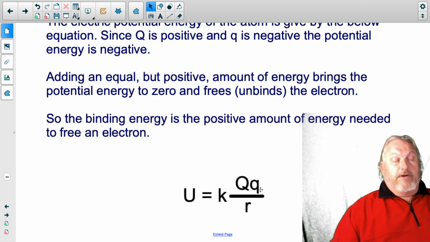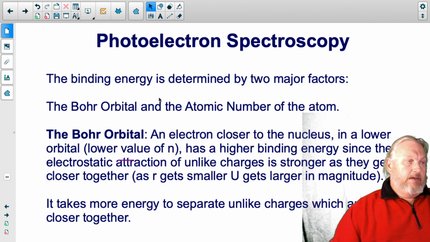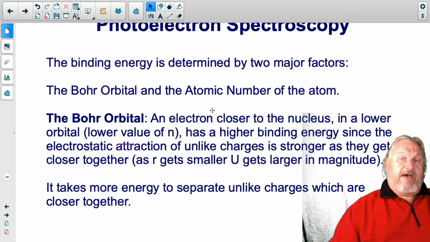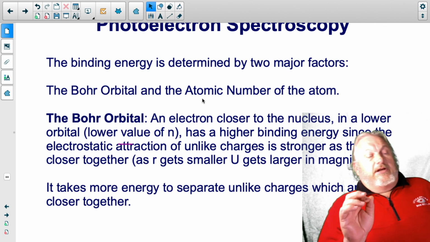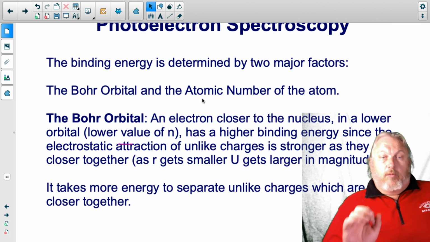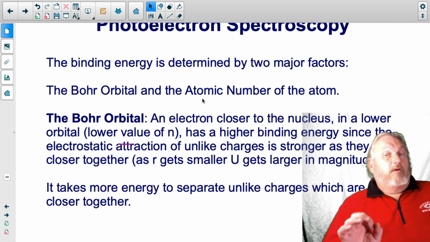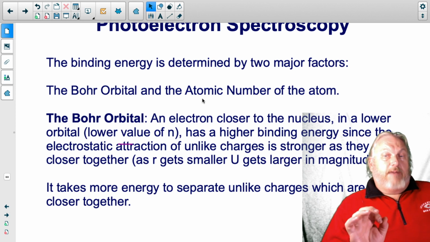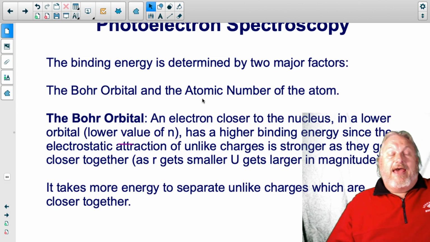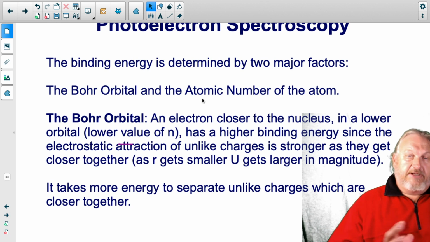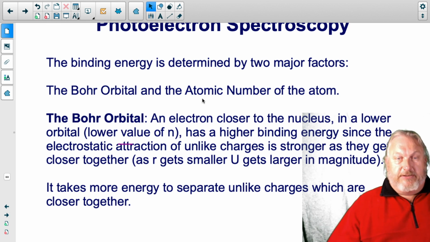I usually write that Q1, Q2. This will do. So the binding energy is determined by two major factors: the Bohr orbital and the atomic number of the atom. The Bohr orbital: an electron closer to the nucleus, in a lower orbital, a lower n value, a higher row on the periodic table, has a higher binding energy since the electrostatic attraction of unlike charges is stronger as they get closer together. So as the distance gets smaller, U gets larger in magnitude. It takes more energy to separate unlike charges which are closer together.